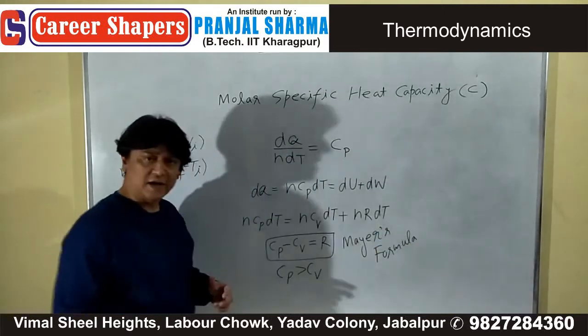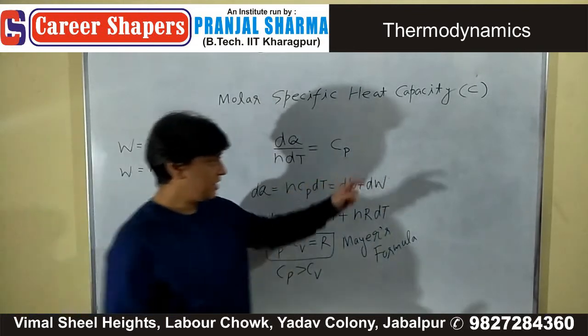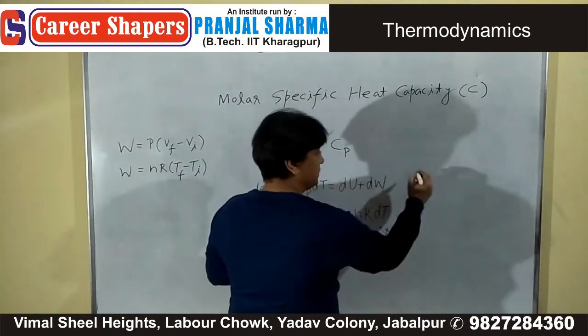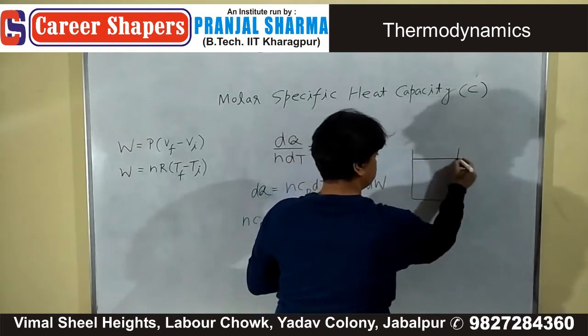Now let's understand why Cp is greater than Cv. Right here, say we have two identical cylinders.